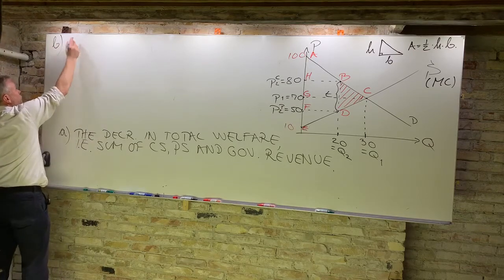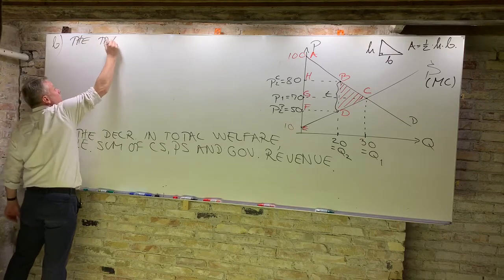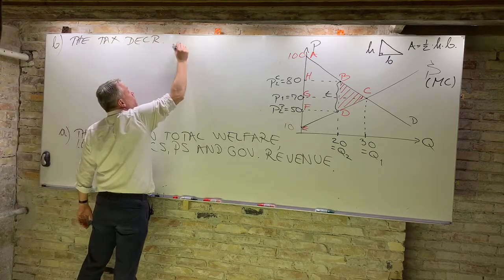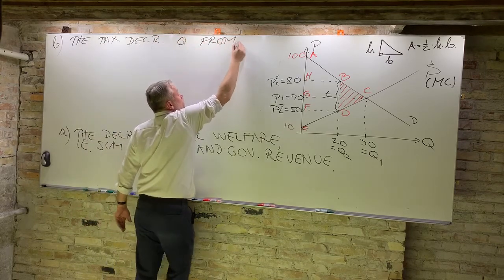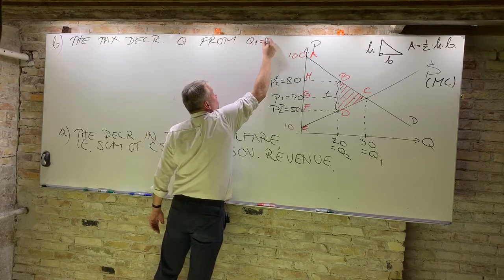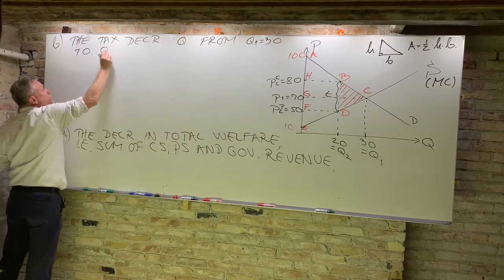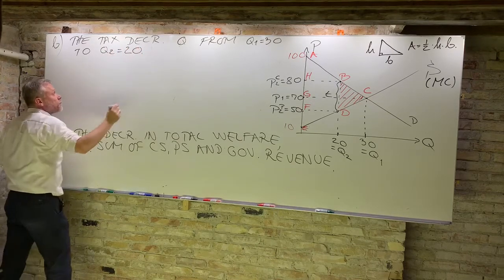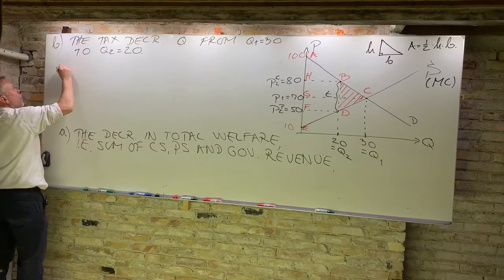But let's write here. The tax decreases the quantity from Q1 equaling 30 to Q2 equaling 20. And then we have 2 sub-points here.